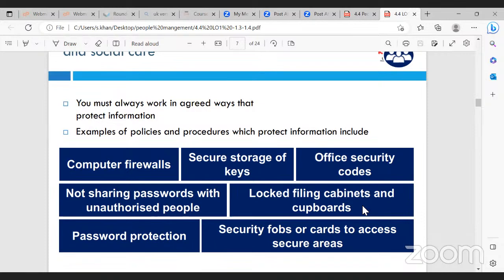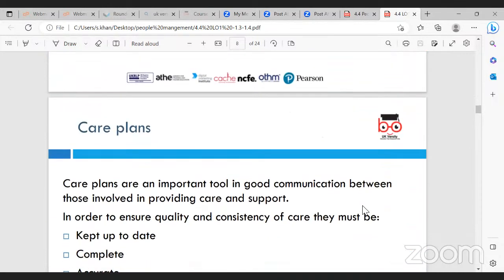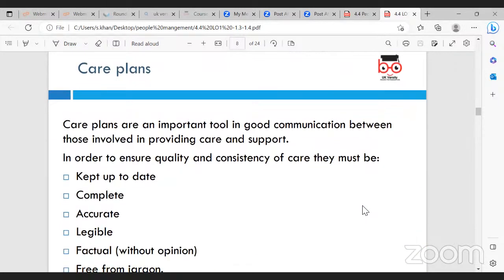Office security codes are important. Not sharing passwords with unauthorized people. Locked filing cabinets and cupboards. Password protection, security fobs or cards to access secure areas. It is so important that everything is kept in a secure place.